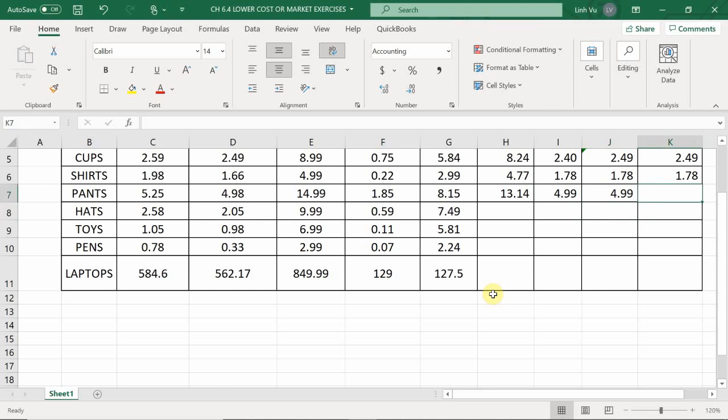All right. So last but not least, which one is lower? My original cost of $5.25 or my market price of $4.99? The market price. Yes.